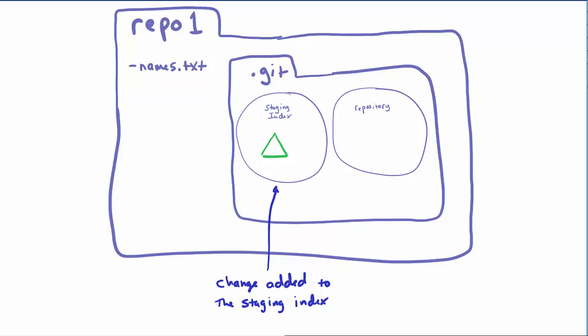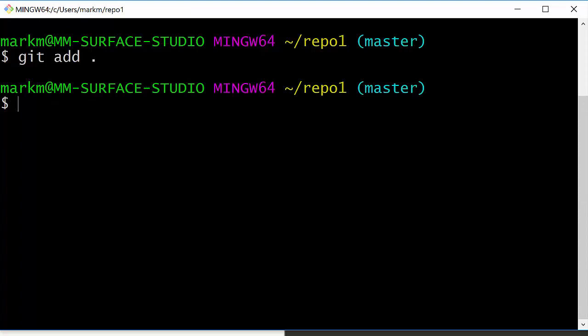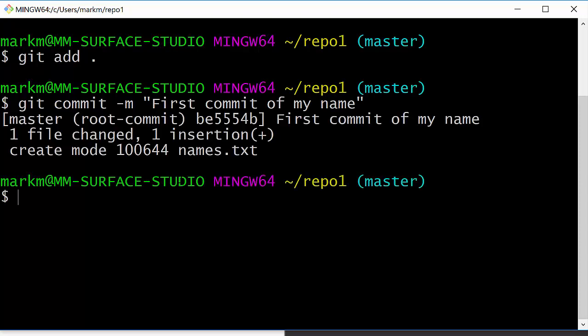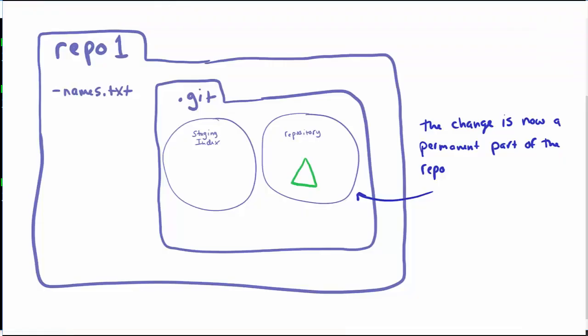To take the snapshot, we're going to have to use the commit command. So let's commit the change to the repository, and we'll add a commit message at the same time. Okay, so this is like snapping a photo of the current state of the directory. Git commit is how you permanently store the changes in the staging index to the repository.